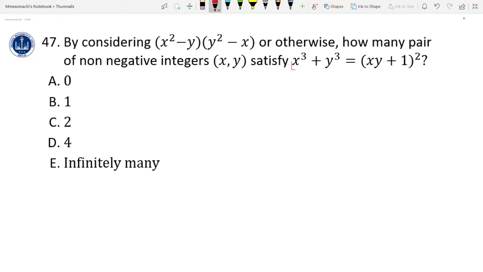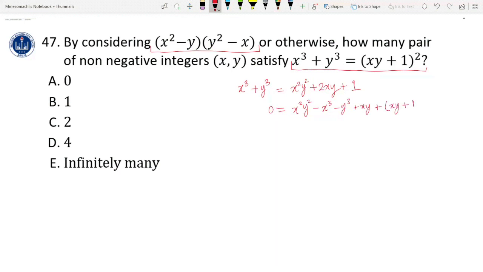So let's look at this expression here and see if we can relate it to this expression over here. We have x cubed plus y cubed, and let's just expand this, is equal to x squared y squared plus 2xy plus 1. This is equivalent to 0 equals x squared y squared minus x cubed minus y cubed, and I'll just split this 2xy into two terms, so plus xy, and then plus xy plus 1.